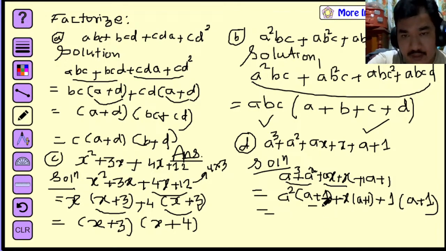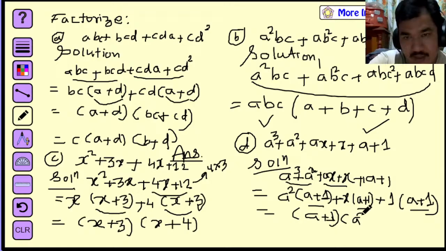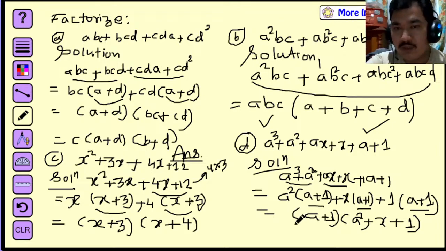Now look here, in all there is a plus 1, here is a plus 1, here is also a plus 1. That means our factorization is correct. Then a plus 1 is common. And what is remaining from the first? That is a square. And remaining from the second one is x, and remaining from the last there is 1. Like this we write from all a plus 1 common, and from the first a square remaining, from the second plus x remaining, and last plus 1 remaining. This is the answer for this question.